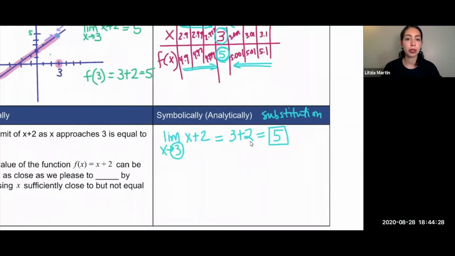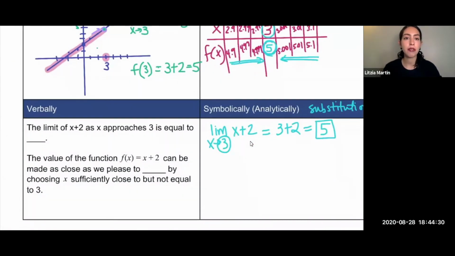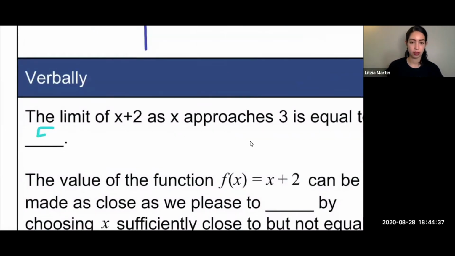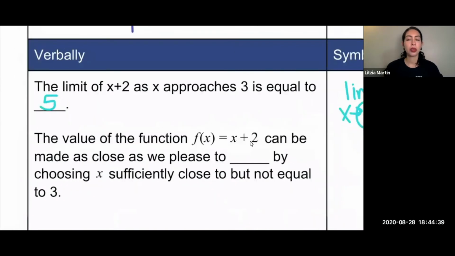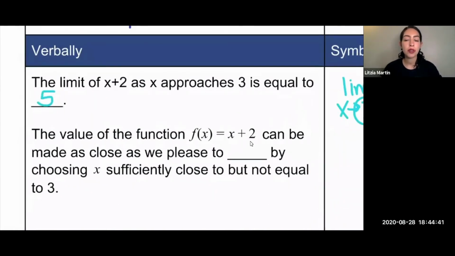And verbally, we would say the limit of x plus 2 as x approaches 3 is equal to 5. We can also say that the value of the function f of x equals x plus 2 can be made as close as we please to 5. So that means this function is going to get really, really close to 5 by choosing x sufficiently close to but not equal to 3.